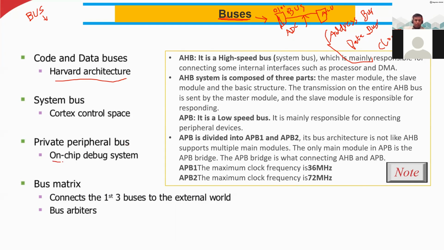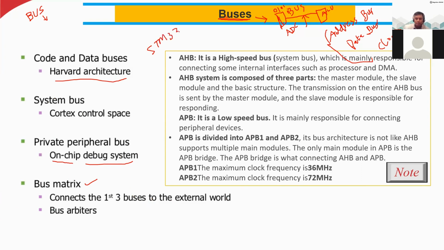You should also have the on-chip debug system. If some bugs come up, you have to debug. First, you have to diagnose the problem, where the bug is, and then debug it. And also the bus matrix, and how many buses are connected to the internal world and external world, and so on.